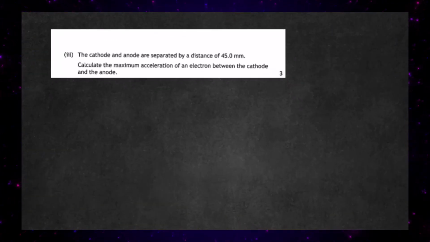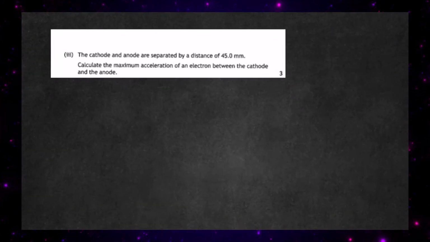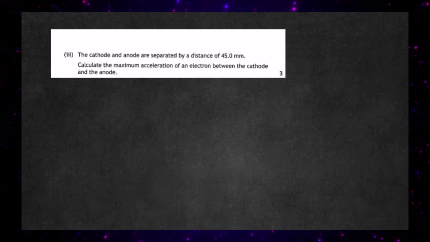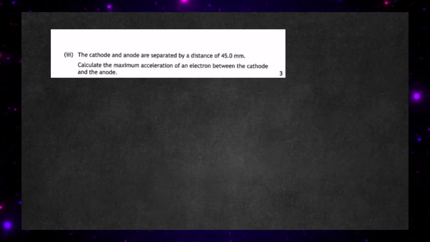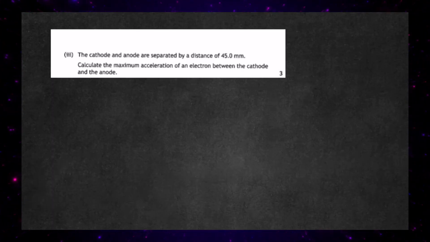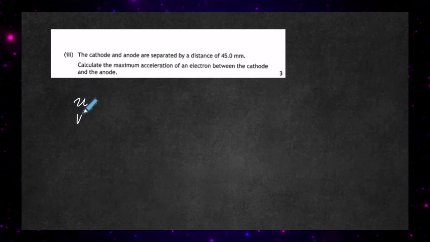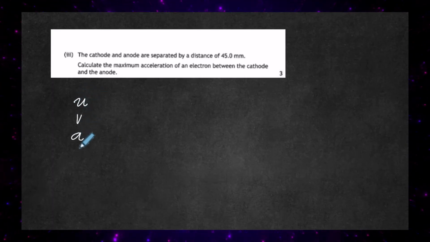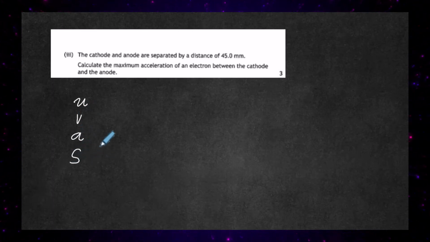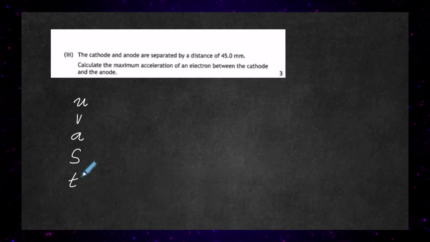Question 6a, part 3. The cathode and anode are separated by a distance of 45 millimeters. Calculate the maximum acceleration of the electron between the cathode and the anode. Well, we have to put down all our kinematic variables. We have u, the initial velocity, v, the final velocity, a, the acceleration, s is the displacement, which in this case is the distance across from the anode to cathode, and time t.